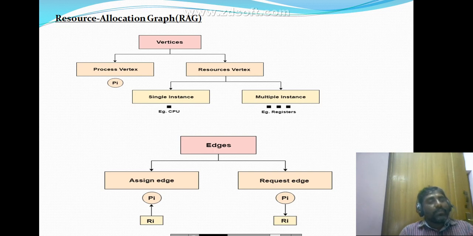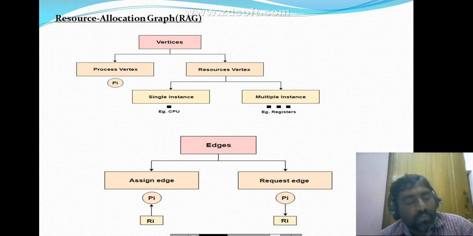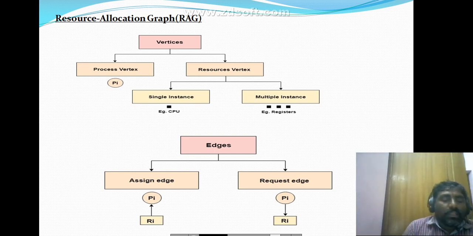Like normal graphs, it has two things: vertices and edges. There are two types of vertices: process vertex and resource vertex. All the processes in our system are represented with vertices, generally drawn as circles. The resources we have in our system, like CPU, register, memory, monitor or printer, are represented as resource vertices, drawn as rectangles.